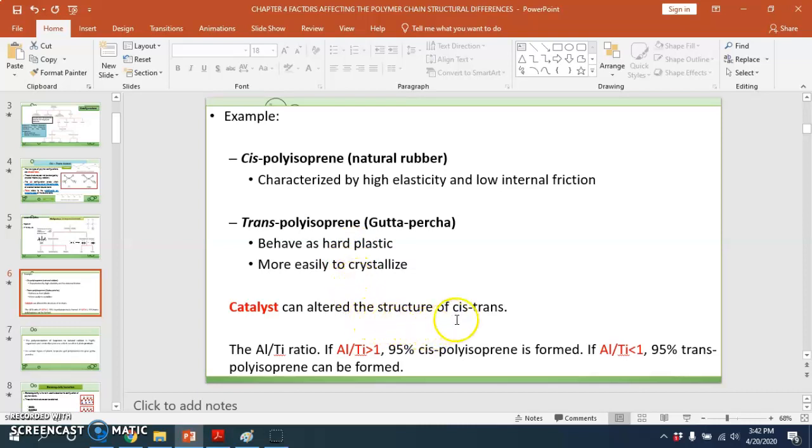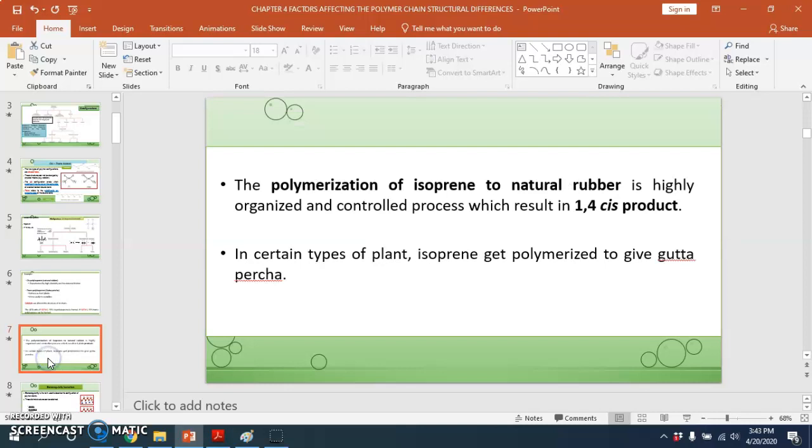Catalysts can alter the cis-trans structure. For example, with the aluminium-titanium ratio: if aluminium to titanium is more than 1, 95% cis-polyisoprene is formed. If aluminium combined with titanium is less than 1, 95% trans-polyisoprene can be formed. The polymerization of isoprene to natural rubber is a highly organized and controlled process which results in the 1,4-cis product. In certain types of plants, isoprene gets polymerized to give gutta-percha.